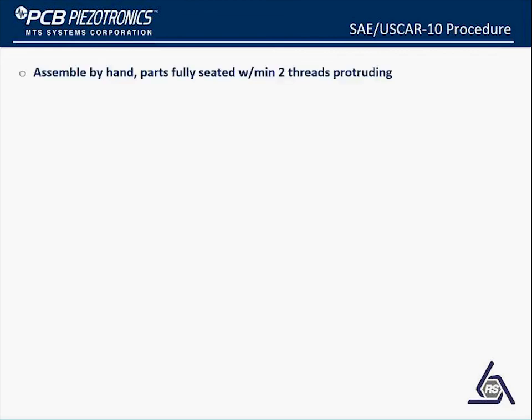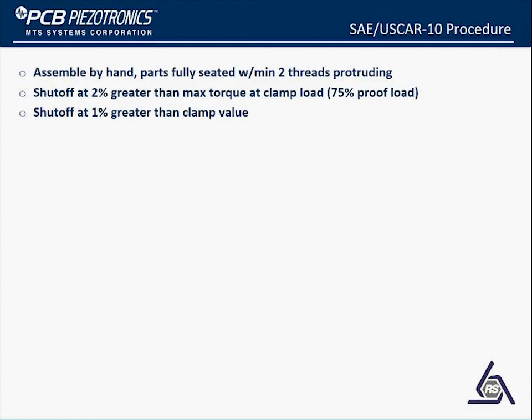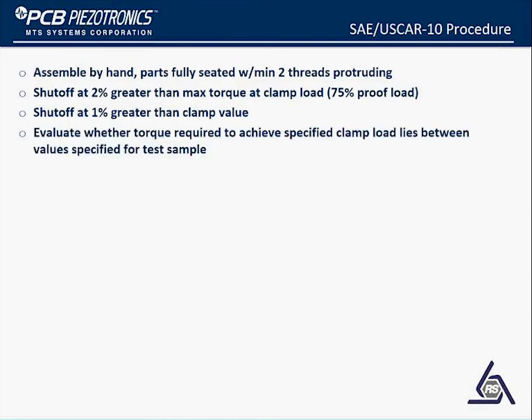Now the process for SAE USCAR-10 is pretty similar to what you might expect. It requires that you assemble the parts by hand, fully seat with a minimum of 2 threads protruding. Tells you that your shutoff should be 2% greater than the maximum torque at clamp load, typically 75% of our proof load. Our shutoff should be 1% greater than our clamp load.